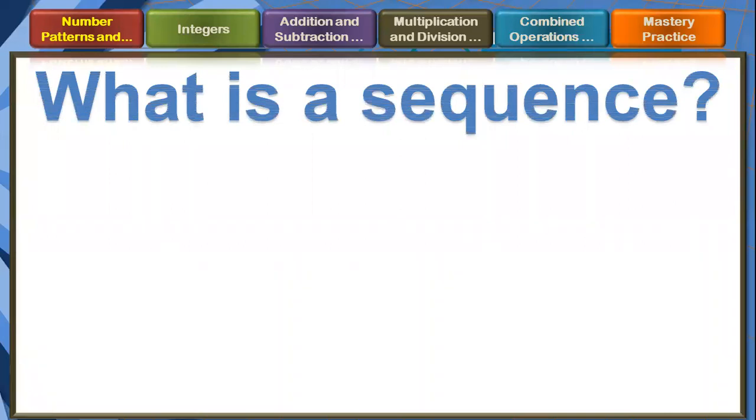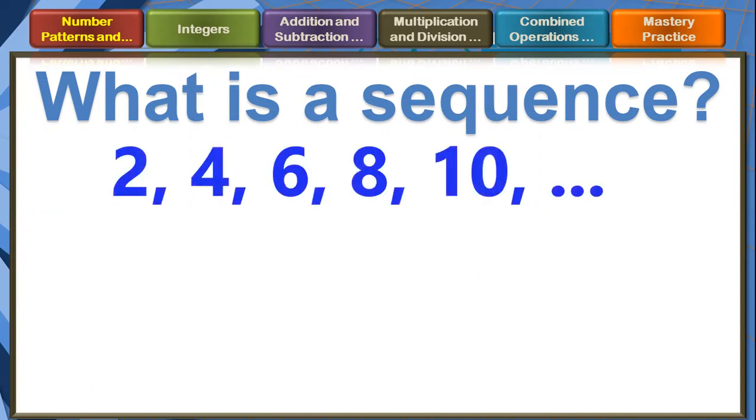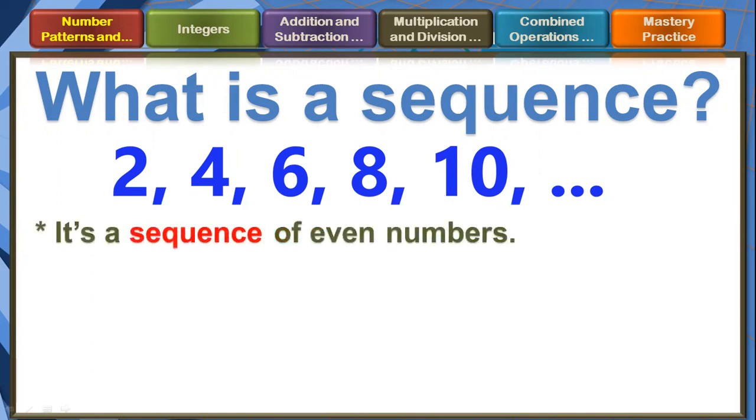So what is a sequence? What do you mean by the word sequence? Now look at these numbers. We have 2, 4, 6, 8, and 10. They make up a sequence. So we have here commas to separate them and three dots to tell us that it is continuing. It's a sequence of even numbers. So they are all even numbers. So 2 is an even number, 4 is even, 6, 8, and 10. They are all even numbers.